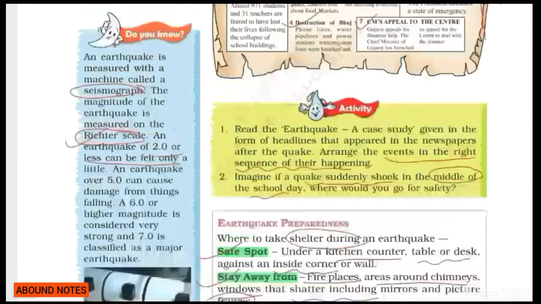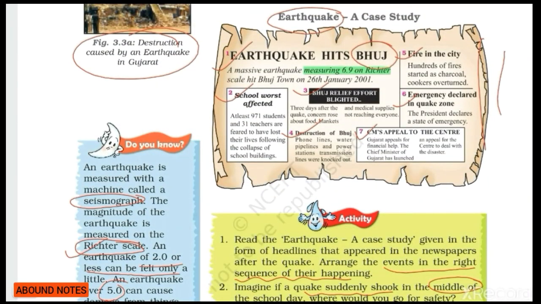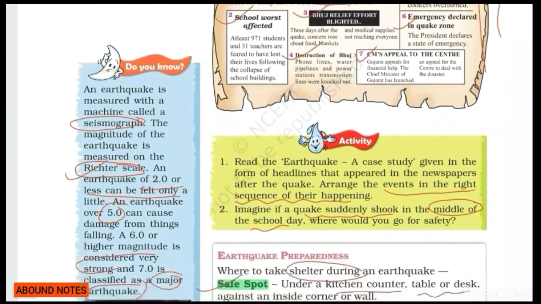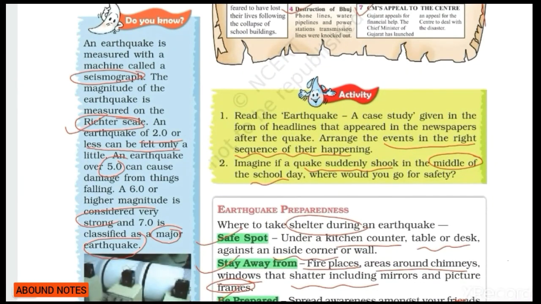Okay, so this Bhuj incident, the Richter scale showed a measure of 6.9. It is a very huge earthquake. So likewise, please comment about an earthquake which happened already and mention the date in the comment.